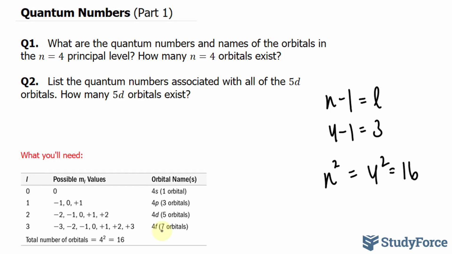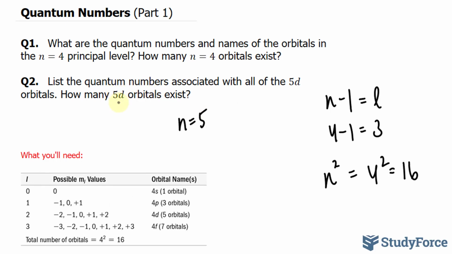That being said, let's try out question 2. The question asks, list the quantum numbers associated with all of the 5d orbitals, and how many 5d orbitals exist. Remember that over here we had 4s and s, p, d, and f. The 4 stands for n. Here it's 5d, so we're told that n is equal to 5. They're asking to list the quantum numbers, so m sub L, and how many orbitals exist at 5d.